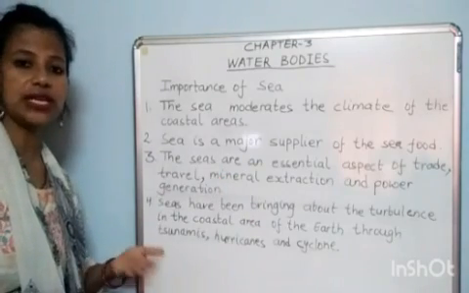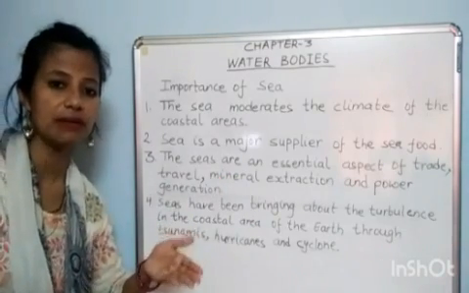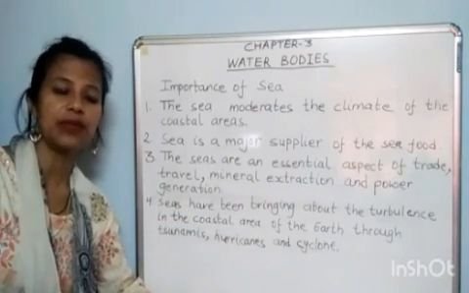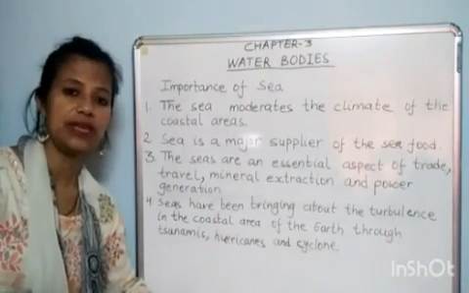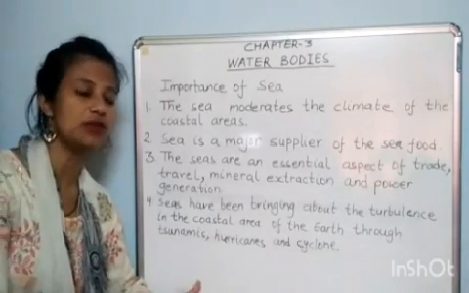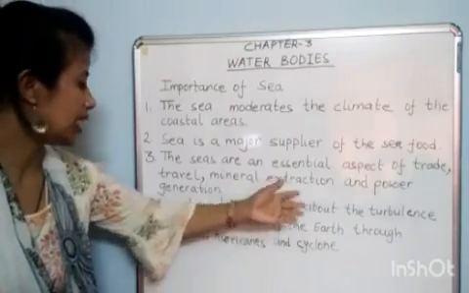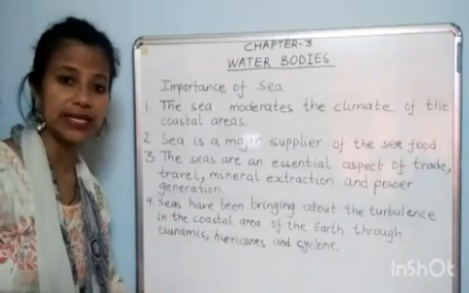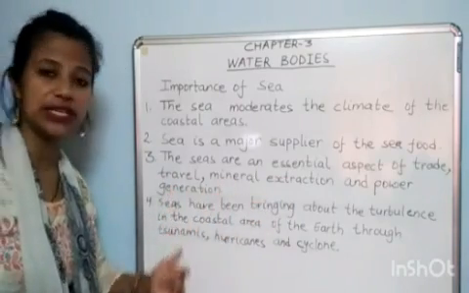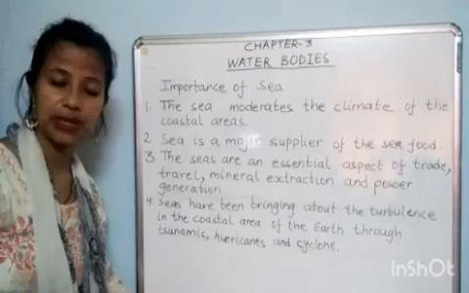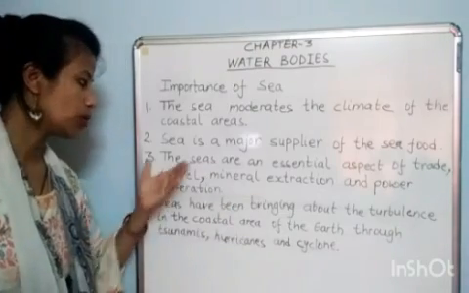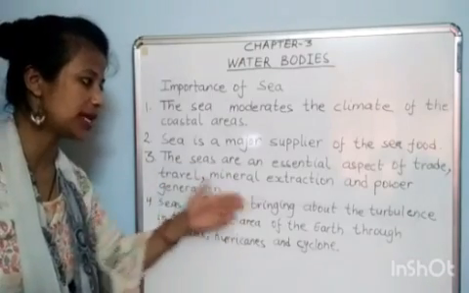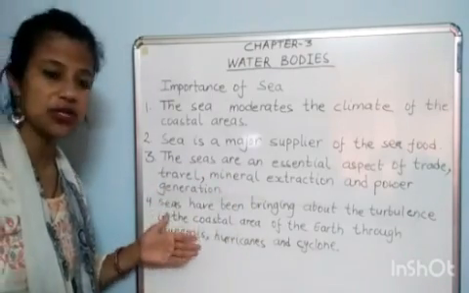From seas we get minerals, like Bombay High. From there only we get petroleum, mineral oil. Mineral extraction and power generation. For power generation also we need seas, through tidal energy we get electricity. So seas are an essential aspect of trade, travel, mineral extraction and power generation.